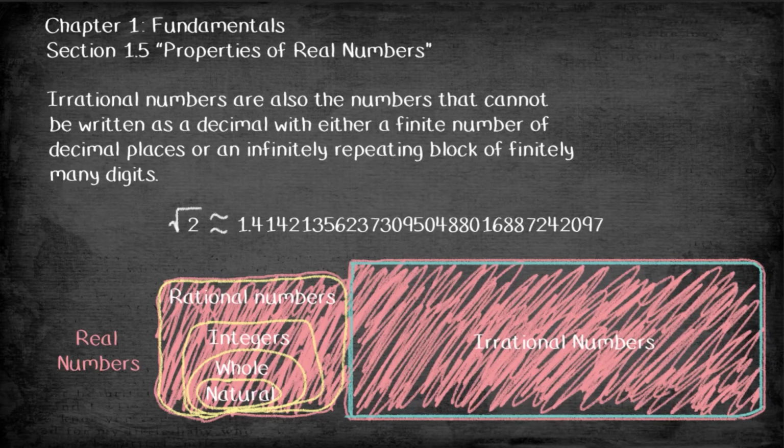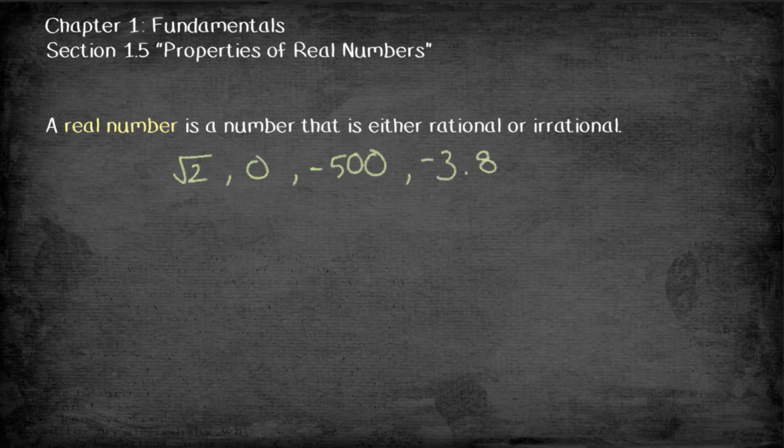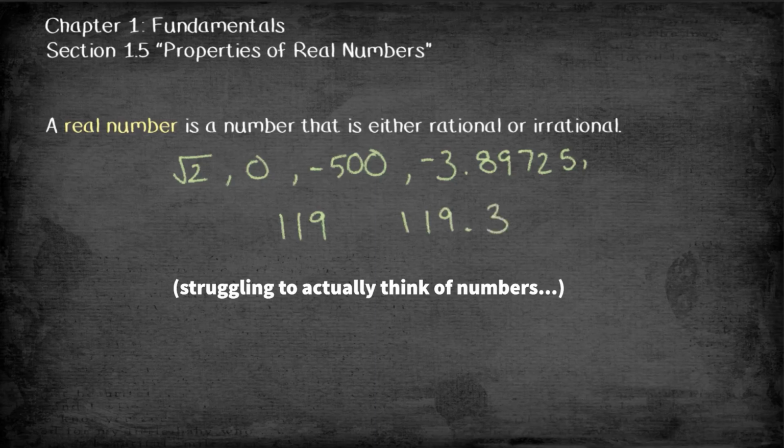To put it into a more formal sentence, a real number is any number that is either a rational number or irrational. For example, square root of 2, 0, negative 500, negative 3.89725119, 119.3, really any number you can think of.